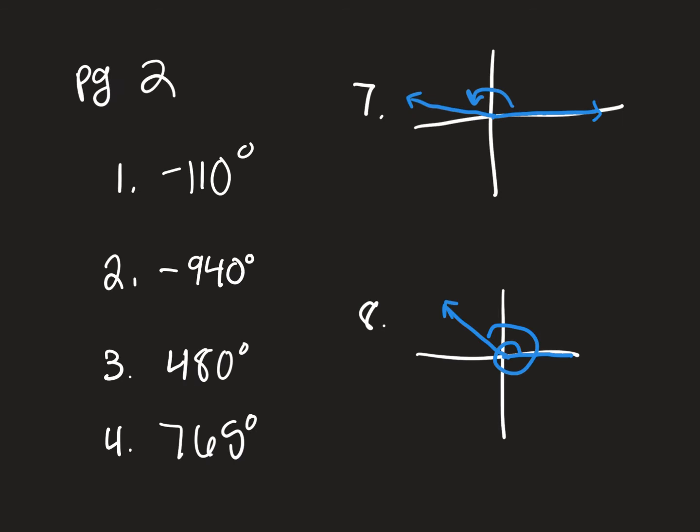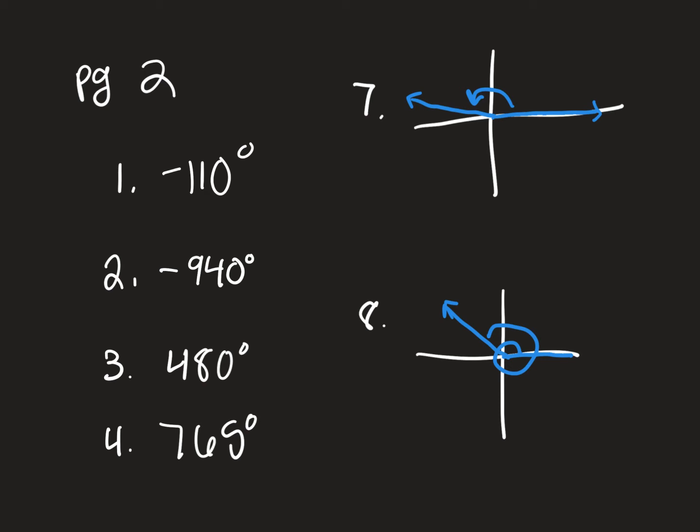Alright, so on page 2, we were finding the measure of the angle. So number 1 was negative 110. 2 is negative 940. 3 is 480. And 4 is 765.